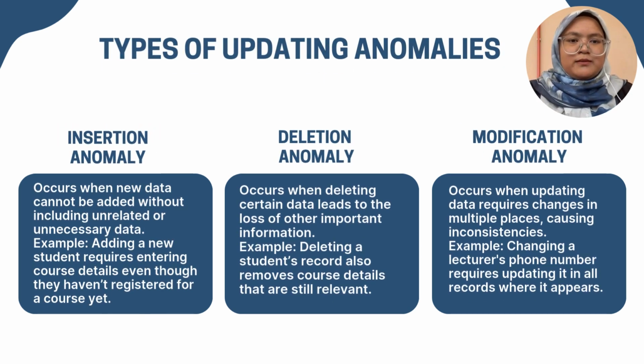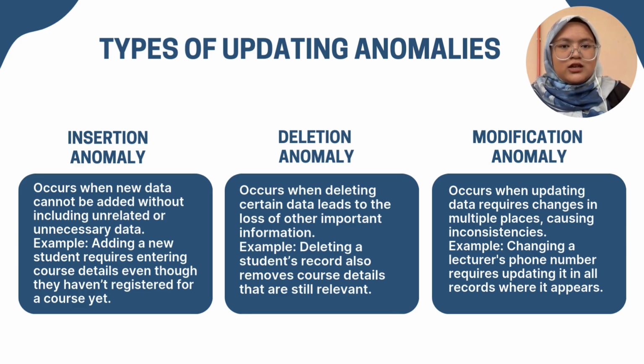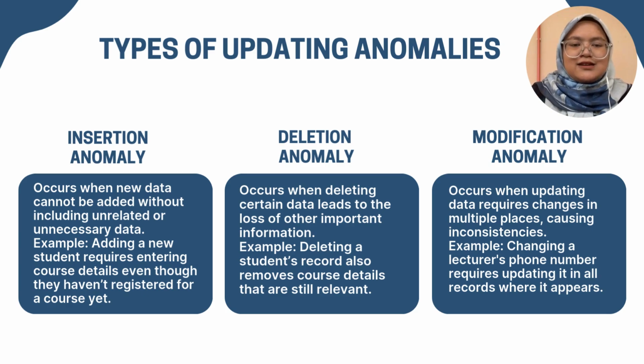Next, I will explain about types of updating anomalies. Number 1 is insertion anomaly. Insertion anomaly occurs when new data cannot be added without including unrelated or unnecessary data. Example, adding a new student requires entering course details even though they have not registered for a course yet.